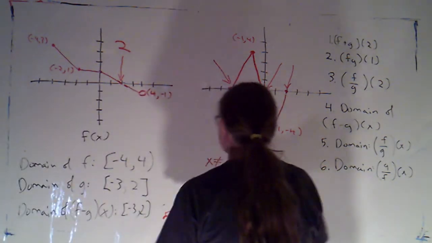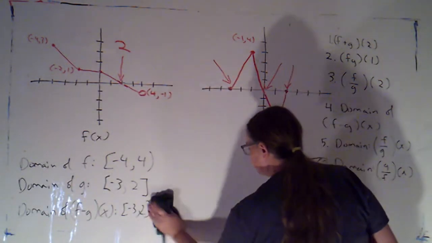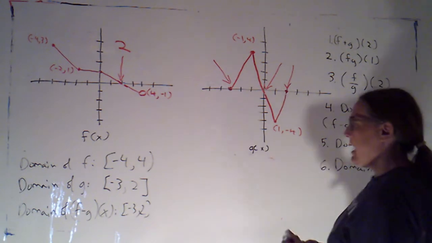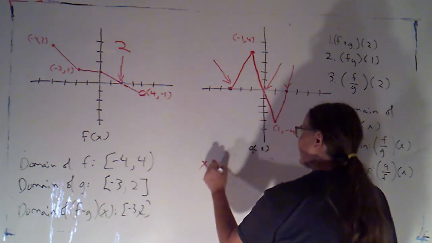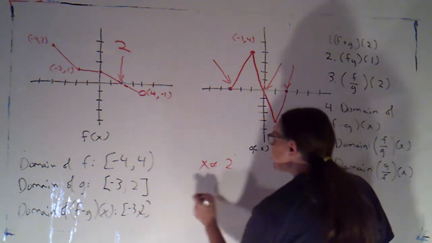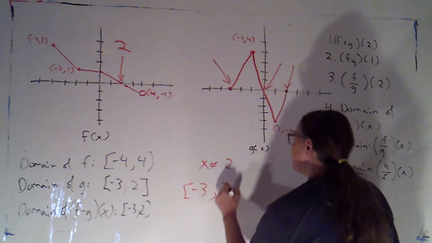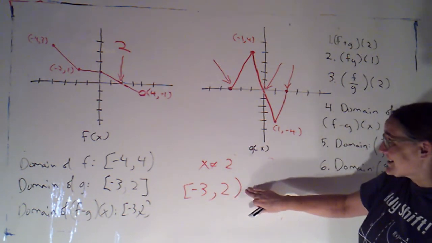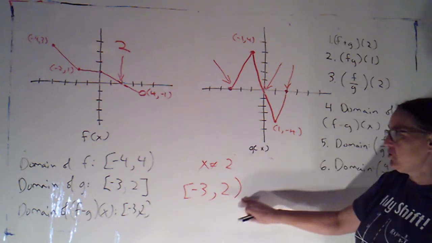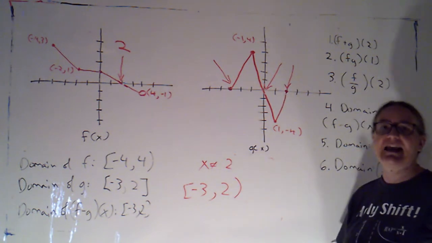So for question 6, I'm going to get everything from -3 to 2, except I've got to say that x can't equal 2. So that's going to just change the punctuation here from a bracket saying we can include 2 to a parentheses saying that we can't.